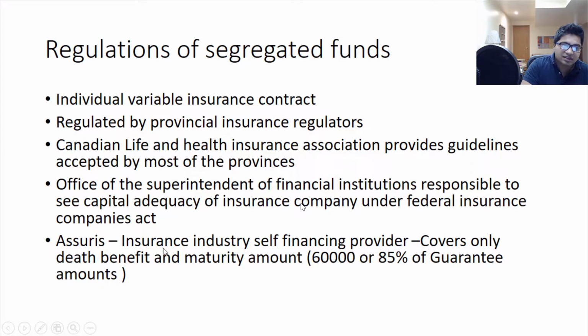ASSURIS is an insurance industry self-financing provider that covers only death benefit and maturity benefit. So what does ASSURIS do? ASSURIS protects you as a segregated fund buyer in case there is a default by the insurance company. So if the insurance company files for bankruptcy and defaults, then you are protected. Protection is $60,000 or 85% of the guaranteed amount, whichever is lower.